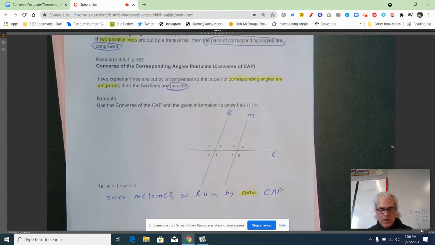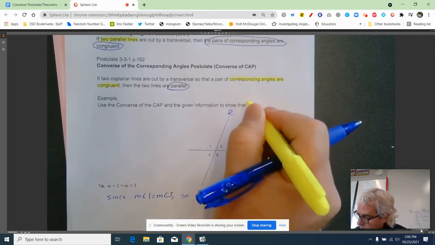You have to have the word converse in there. Well, how do I know? Again, how do I know, Feather, that I need to have the word converse there? Because I'm trying to show that the lines are parallel.